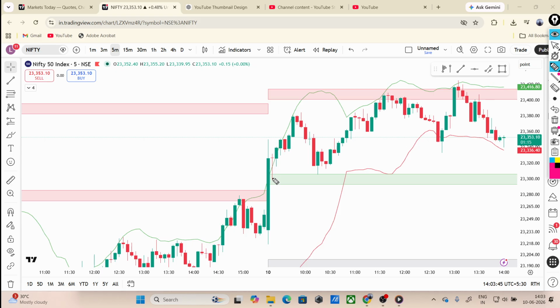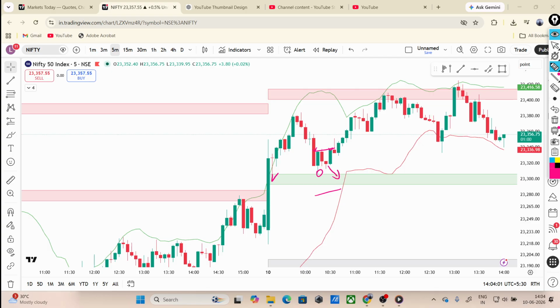Retest means here one time zone touch again. Take the trade here or here, this candle or this candle. SL below this. And the Bollinger Band is also here.